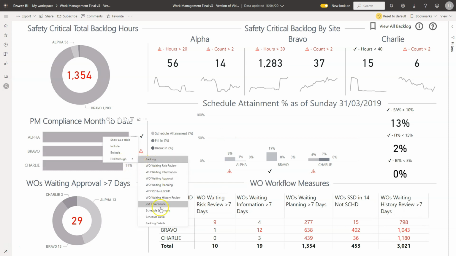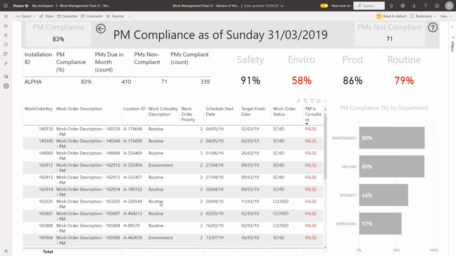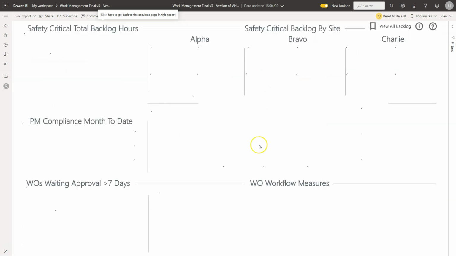So I'm going to go and select PM compliance, and because I had alpha highlighted, it's only drilled through, and it's now showing me a focus on the alpha PM compliance, and broken down by each of the different types of work orders.